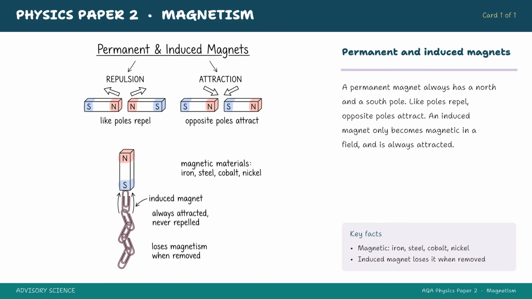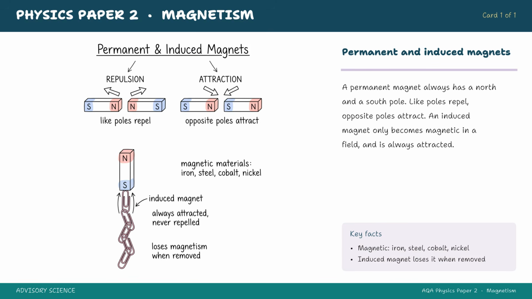It's a magnetic material, like iron, that only becomes a magnet when you put it into a magnetic field. The tricky bit to remember: an induced magnet is always attracted to the permanent magnet, never repelled. And when you take it out of the field, it quickly loses most of its magnetism. That's why a magnet can pick up a chain of paper clips. Each clip becomes an induced magnet for a moment. The only magnetic materials are iron, steel, cobalt, and nickel. So in the exam, if it's not one of those, it's not magnetic.